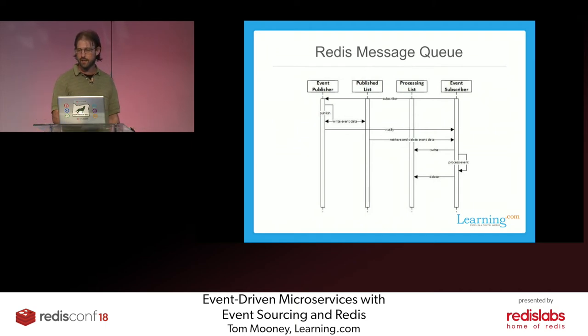This makes sure that data stays there in the published list, and if the subscriber is down when that data is published, as soon as it comes back up, it can read out of that list and continue processing. Same if there's some sort of error in the processing, like say it's writing to a SQL database and there's an error doing that, that data is going to stay in the processing list and you can go back and retry at some other point.